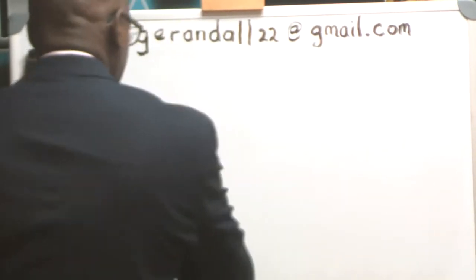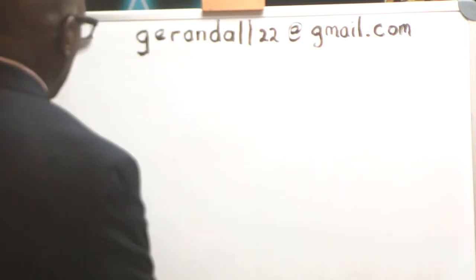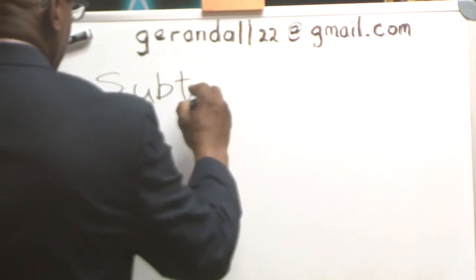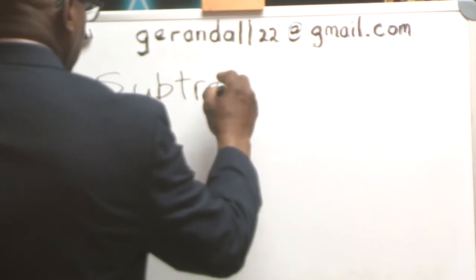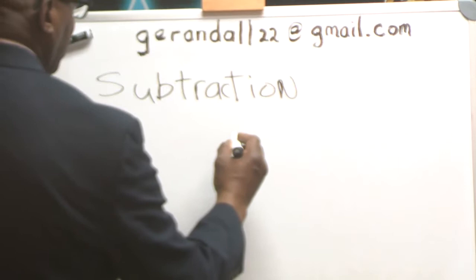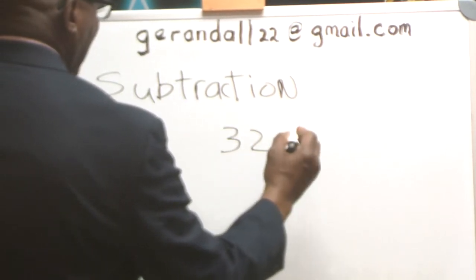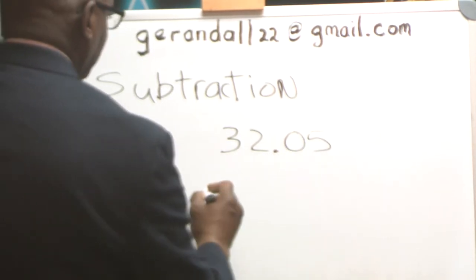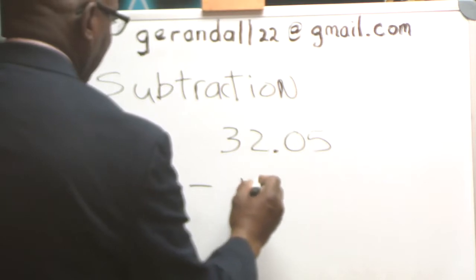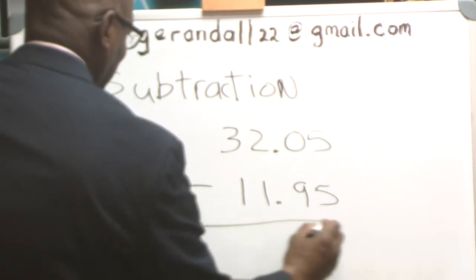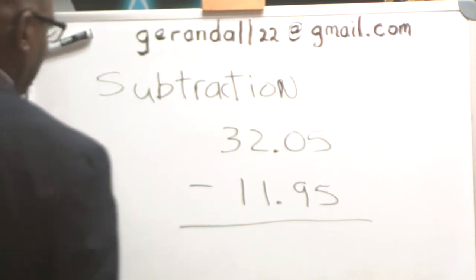We'll look at subtraction. And it really isn't any different. Again, 32 and 5/100. Subtract 11 and 95 cents. Everything's lined up.